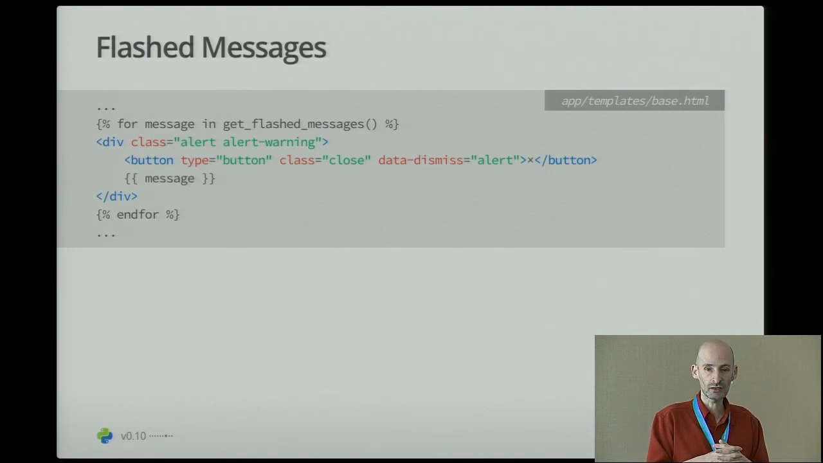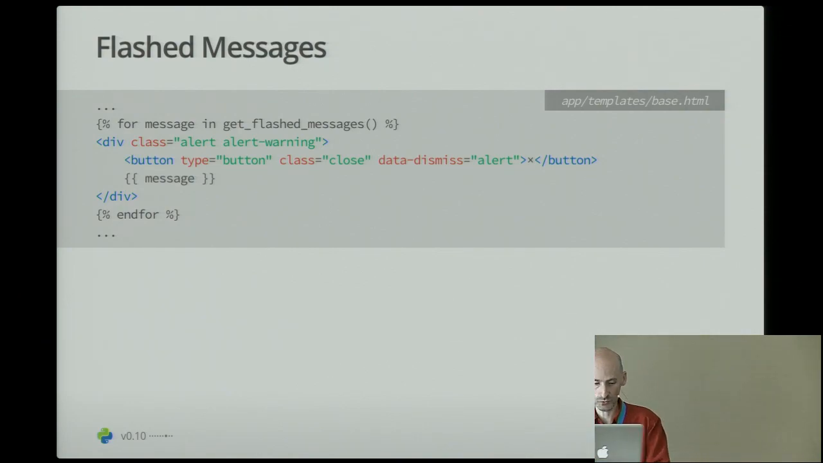This is a Jinja 2 feature that I haven't shown yet. You can iterate over a collection of items, and the collection of items are flashed messages, which I get from a Flask function called get_flashed_messages. There could be more than one. If I call flash multiple times, they accumulate, and I can show all of them. So for each flash message, and again, I copy pasted this from the Bootstrap documentation, this is how you show alerts.